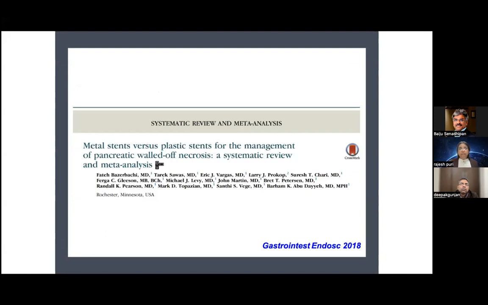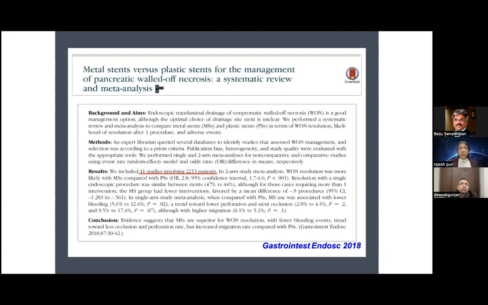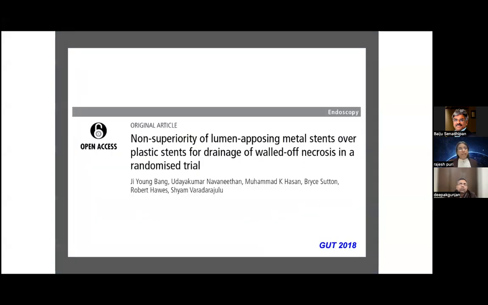Another meta-analysis and systematic review, GI Endoscopy, 41 studies, 2,000 patients. And what they have shown is that walled-off necrosis resolution is more likely with the metal stent in comparison to plastic stent. The metal stent group has fewer interventions. Metal stents were associated with lower bleeding and a trend towards lower perforation and stent occlusion. So to conclude, metal stents are better.